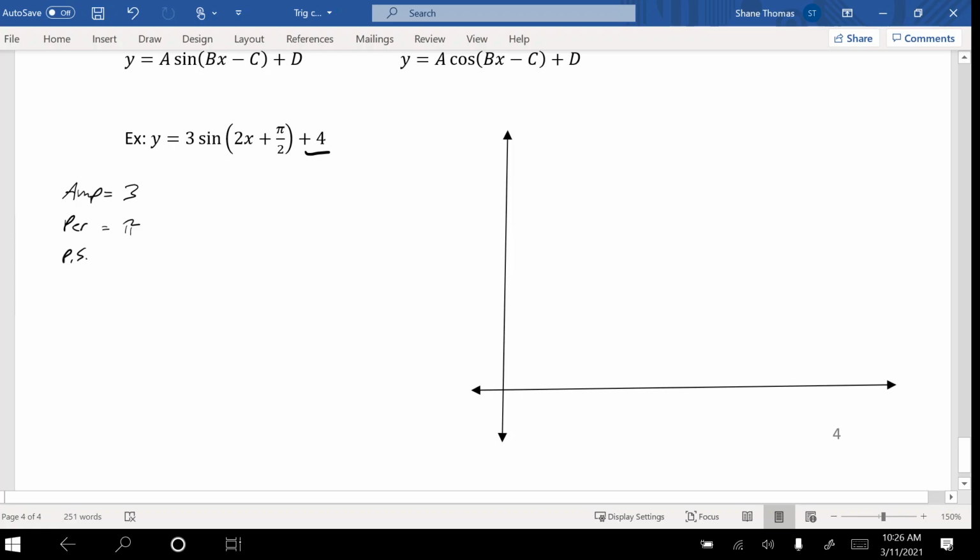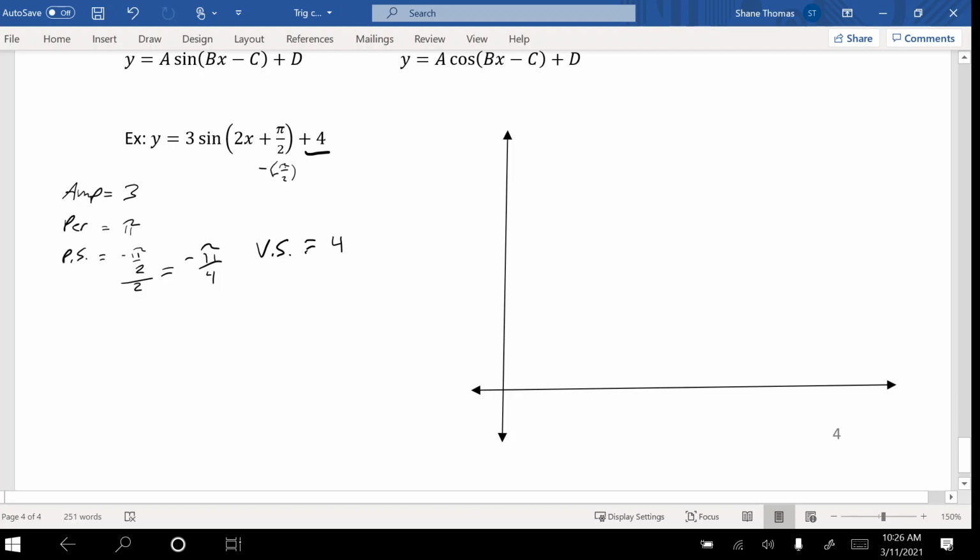Now again, this would be a negative pi over 2, right? Agreed? So my phase shift is going to be a negative pi over 2 over 2. So I'm going to have a phase shift of, flip it up, multiply by 1 over 2. I'm going to have a phase shift of negative pi over 4. Okay, still with me? I'm just gonna write it over here just so I have it. I'm gonna have a vertical shift of plus 4.